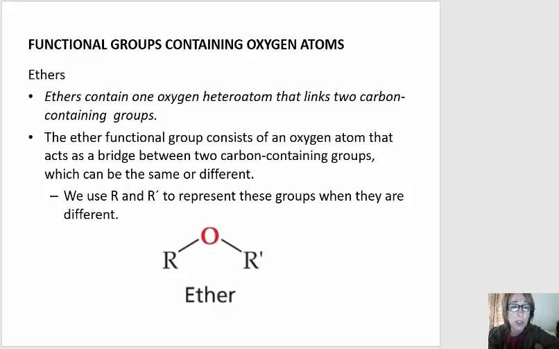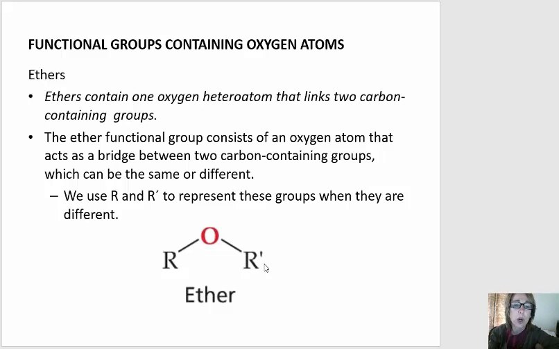When we see an oxygen that has two single bonds to two hydrocarbon groups, that is known as an ether. Now, an ether is similar to an alcohol, except instead of having an oxygen-hydrogen bond, it has another oxygen-carbon bond. Now, these two carbon groups that are bonded to the oxygen can be the same or they can be different.